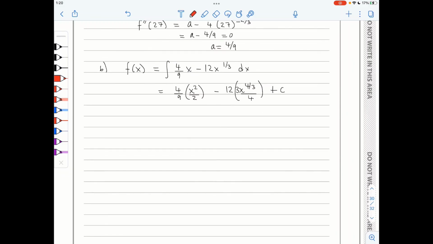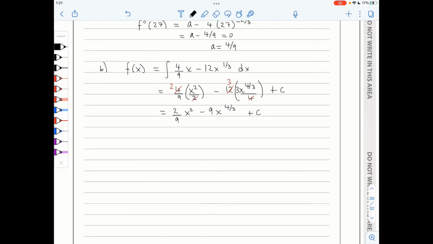We do have simplifications here. The 4 with the 2 leaves me with the 2. The 12 with the 4 leaves me with the 3. And this is giving me 2 over 9 x squared minus 9x to the 4 over 3 plus c.